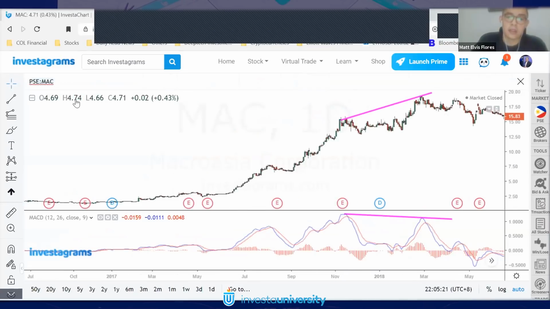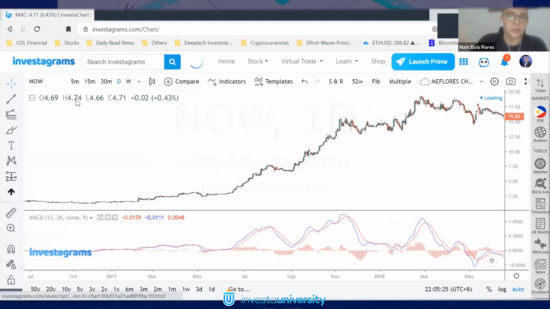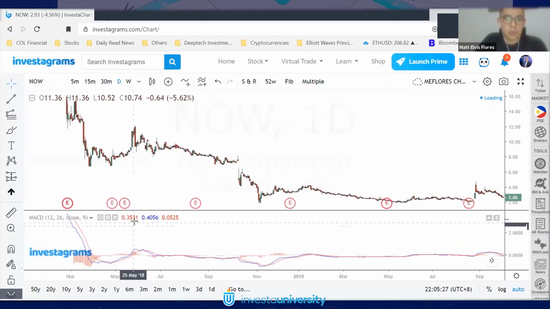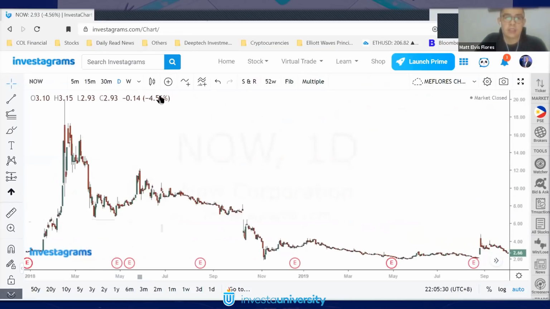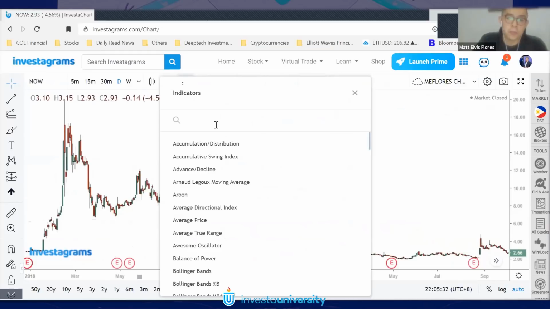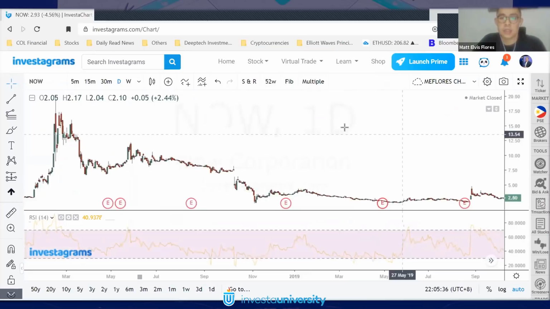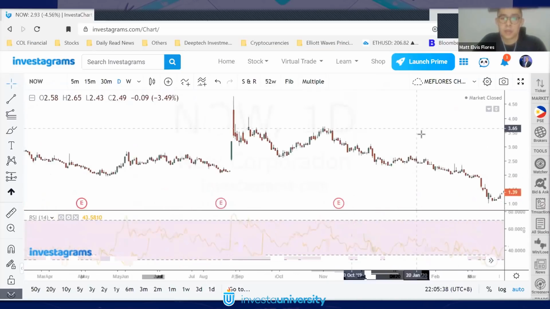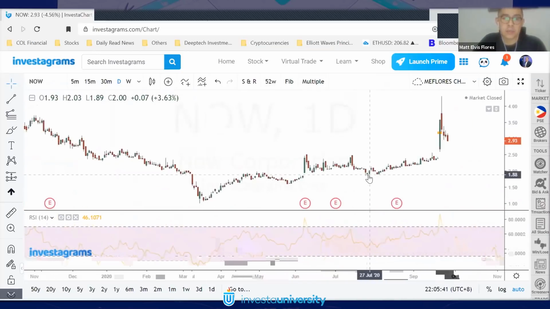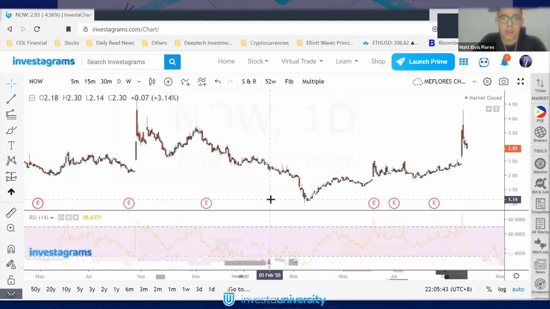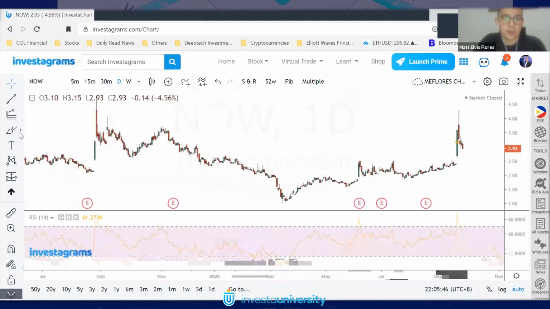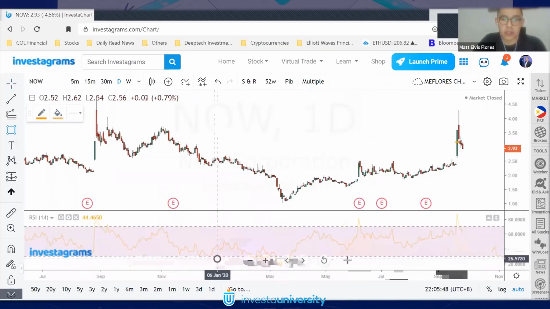Let me share my screen again using the charts. So, for example, let's remove the MACD as our indicator and now put in the relative strength index. Okay, let's go to the recent prices. This one is not clear. At least what you can see here is an oversold condition.